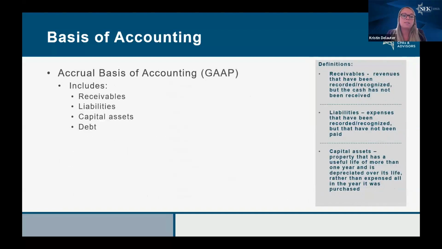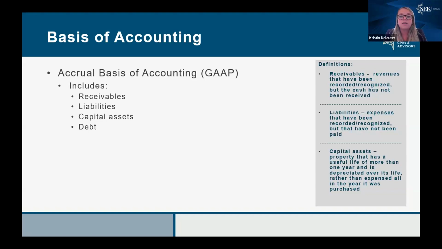So the first basis here, the accrual basis of accounting, also the GAAP basis of accounting, is where you're recognizing the revenues when they're earned and expenses when the liability is actually incurred. So for the receivables that are being reported under the accrual basis of accounting, you're recognizing revenues, even though the cash has not been received yet. So this would include items such as tax receivables or intergovernmental receivables if you're receiving money from state or federal funds. It can also include grant receivables.